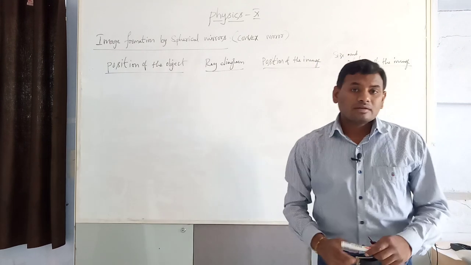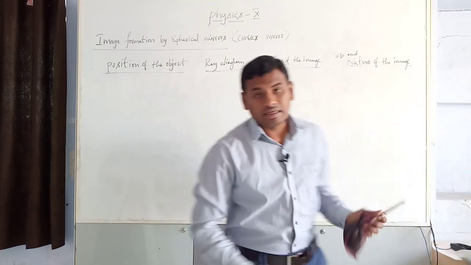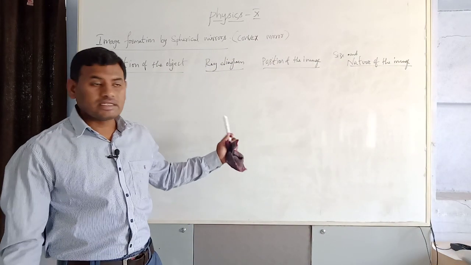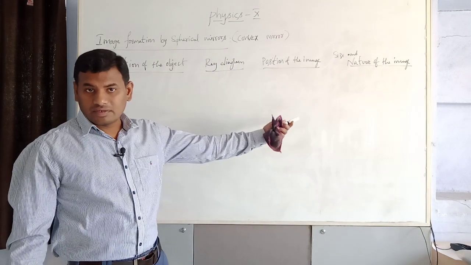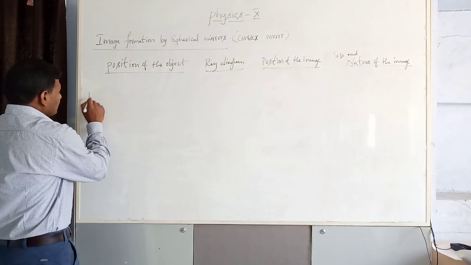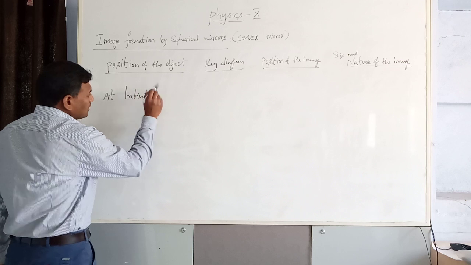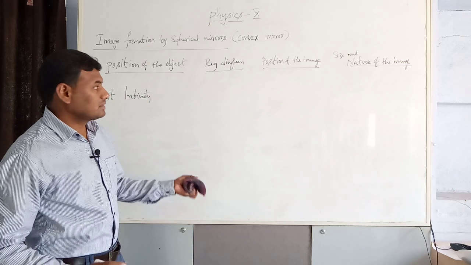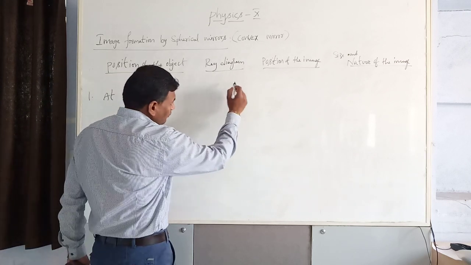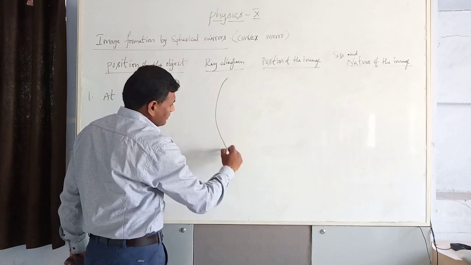So let us see the first position of the object, that is at infinite distance. When the object is at infinite distance, let us see where will be the position of the image. First one, at infinity. So when the object is at infinite distance, let us see how will be the ray diagram.